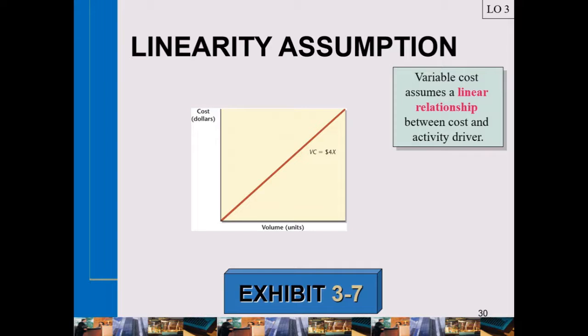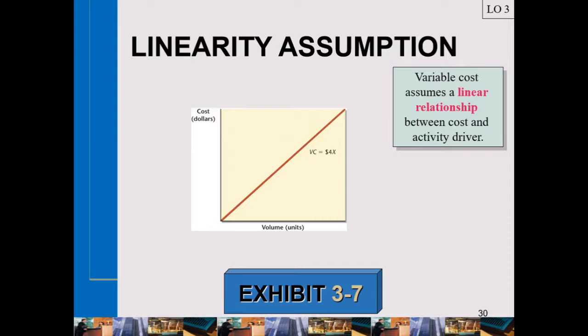As I mentioned in the variable cost part, your variable cost has a direct relationship between your cost and your activity drivers. Meaning, as your units produced increases, your cost also increases. So this assumption is what we consider when we are analyzing or trying to understand the cost behavior.